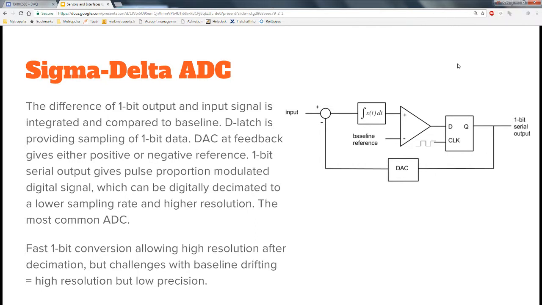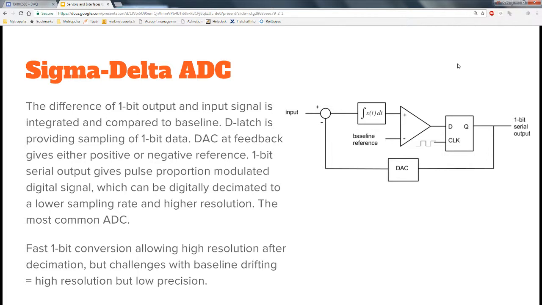The most common type of A to D converter is actually sigma delta. And the popularity actually comes from audio signal processing. Those have properties that are very nice for making all kinds of sound equipment cheap. This is cheap technology.